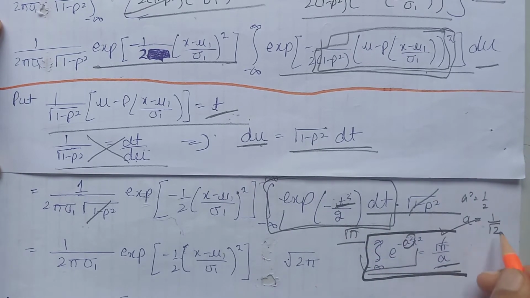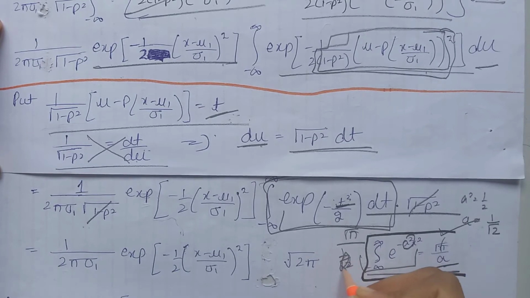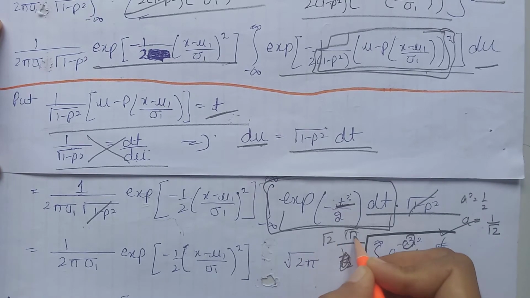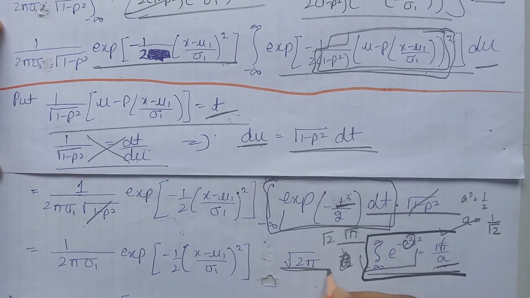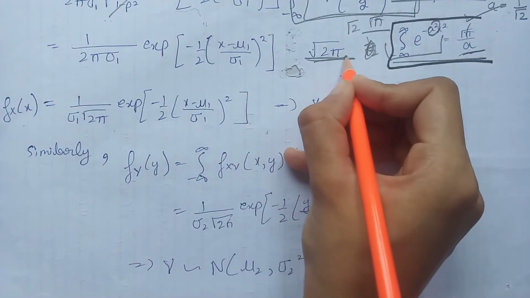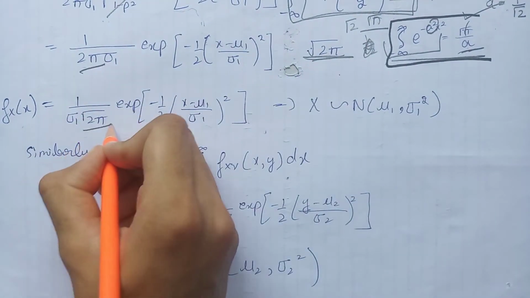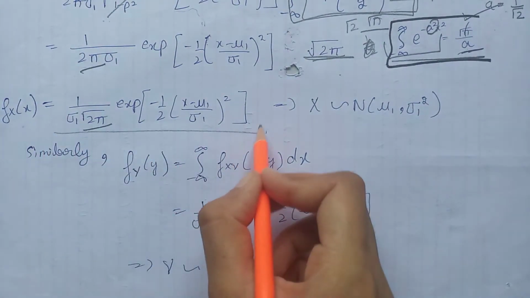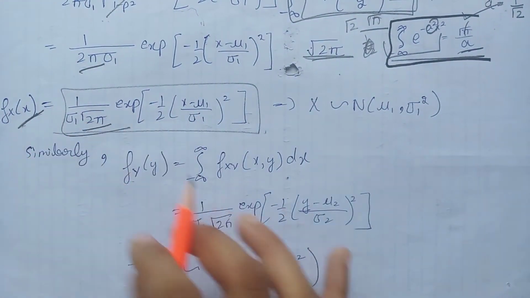That means 1 divided by under root 2. That means we can also say under root 2 multiplied by under root pi. That means under root 2 pi. So after cancelling this under root 2 pi with the 2 pi, we get only under root 2 pi. So this is the marginal distribution of our x random variable.